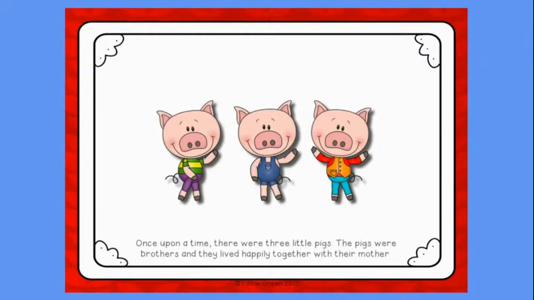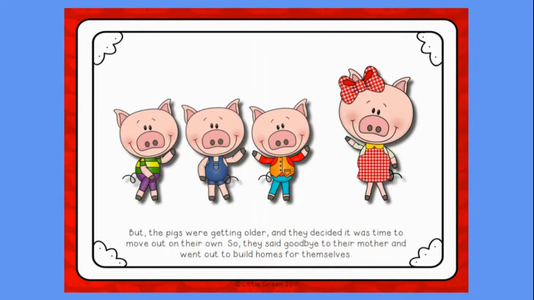Today we are going to talk about the three little pigs and the three types of resources. So, just to review about the three little pigs. Once upon a time, there were three little pigs. The pigs were brothers and they lived happily together with their mother. But the pigs were getting older and they decided it was time to move out on their own. So, they said goodbye to their mother and went out to build homes for themselves.